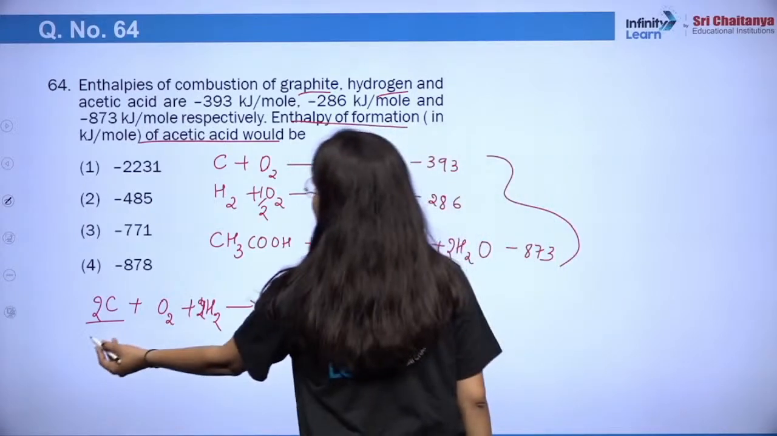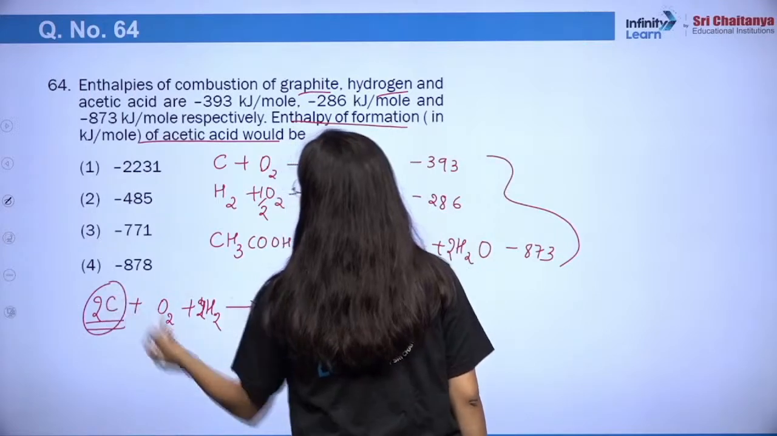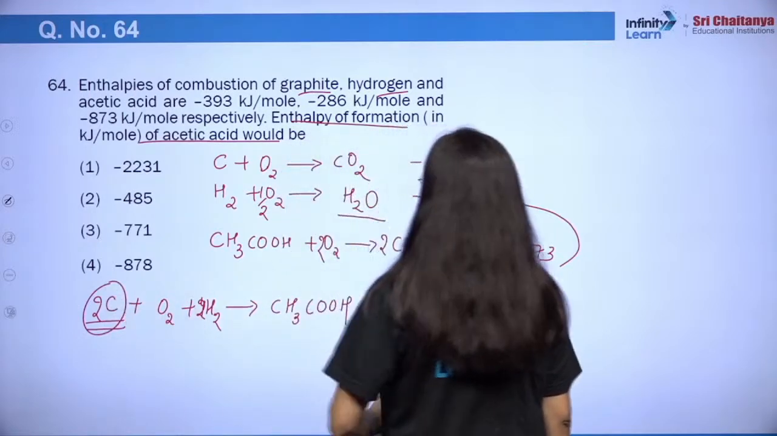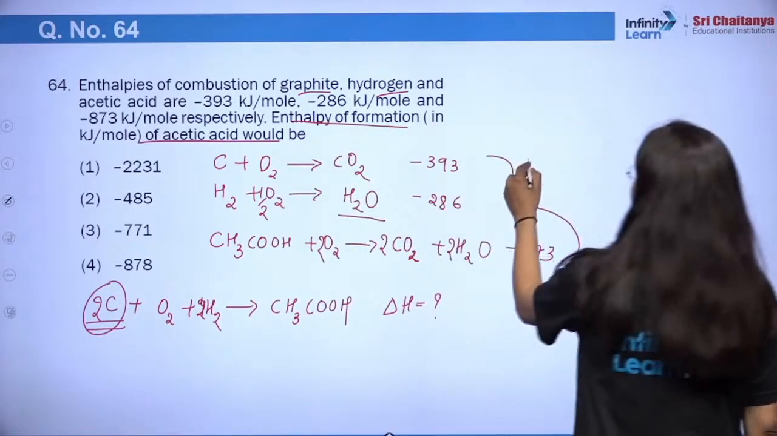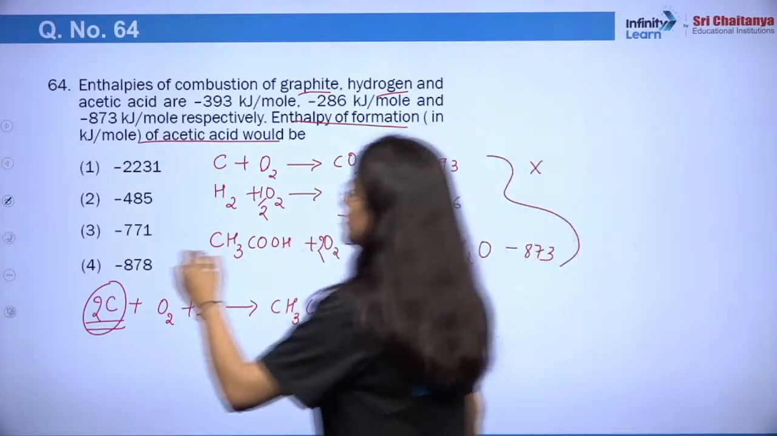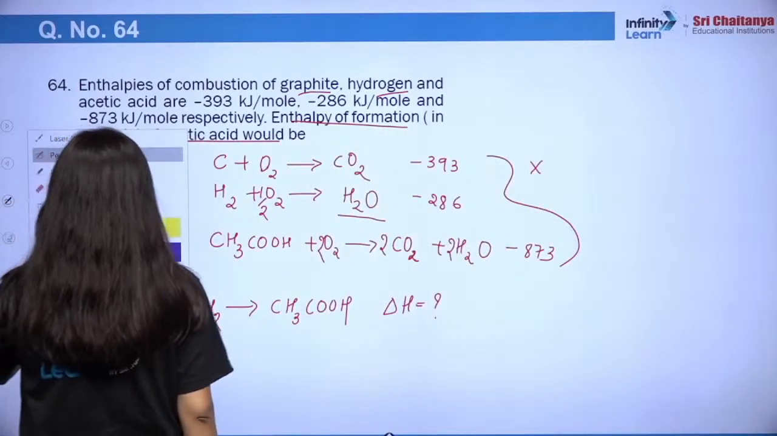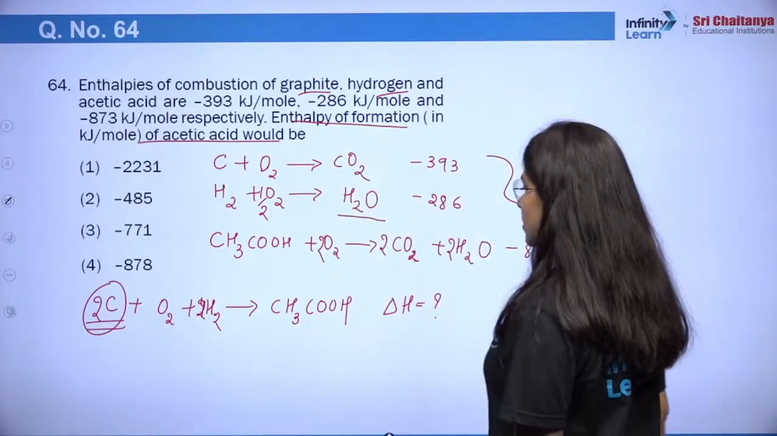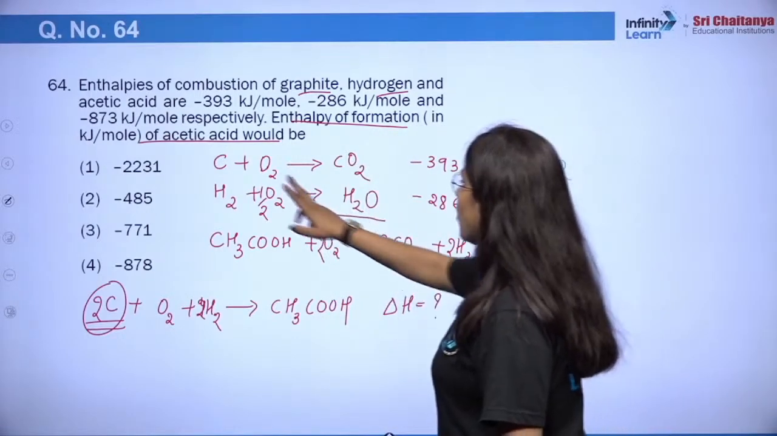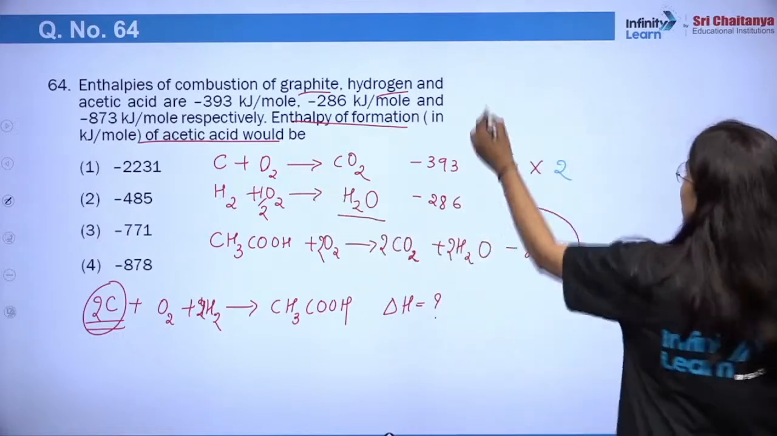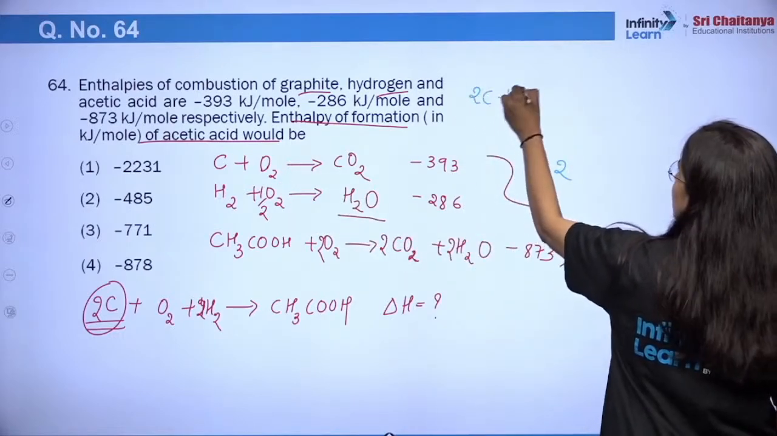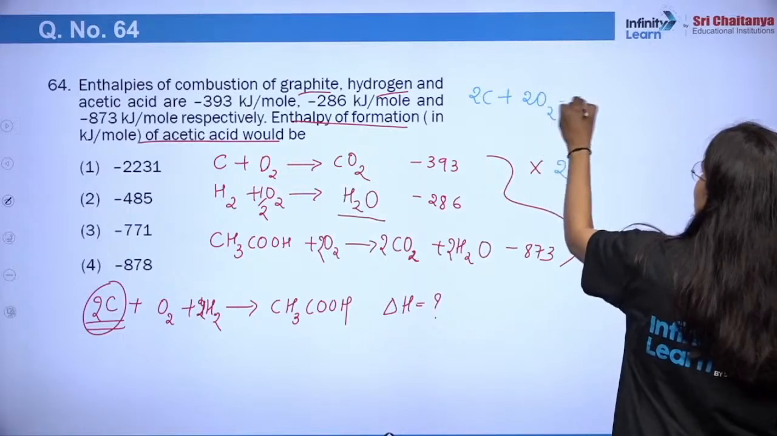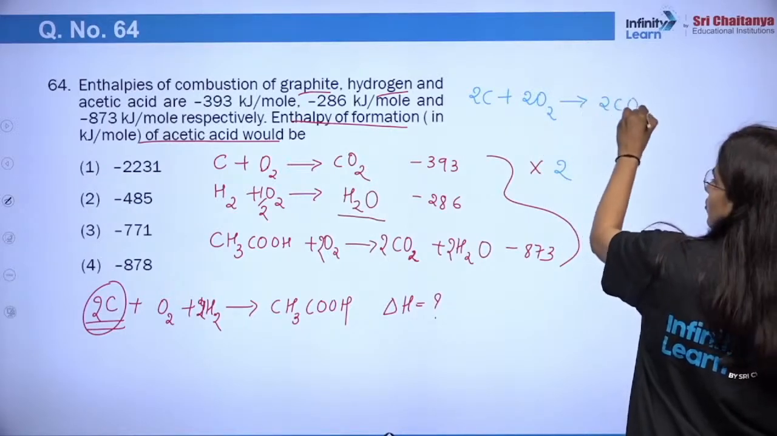So you can see that I need to multiply this by 2 because I can see 2 carbon here. So what will I do? I'll multiply this reaction by 2. I'll change the color of the pen so that you'll be able to understand in a clear way. I'm just multiplying this by 2. So what will the reaction become? Now my new reaction will be 2C plus 2O2 give me 2CO2.